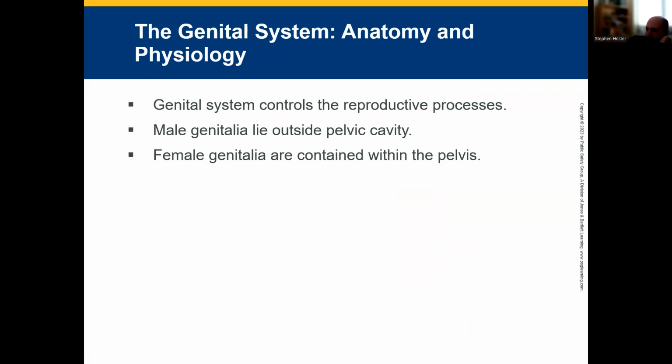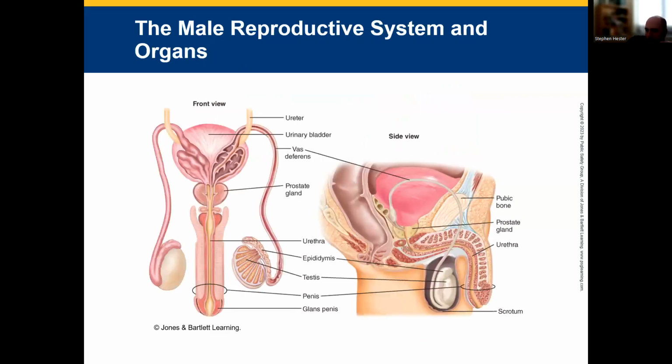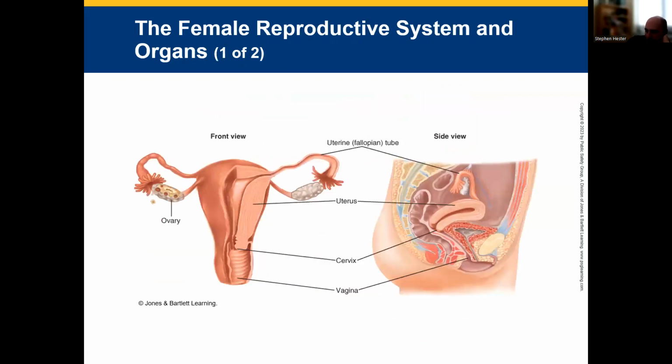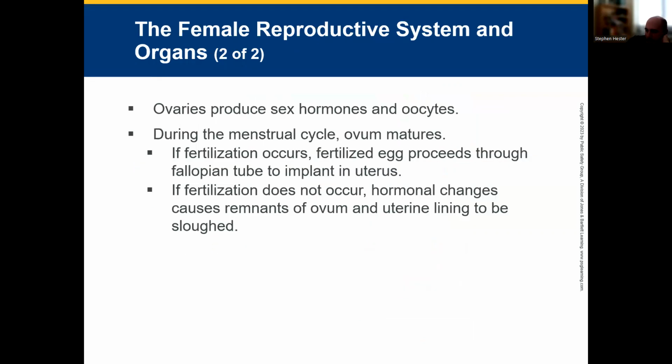All right, the genitalia system controls the reproductive process. The male genitalia lie outside the pelvic cavity, and the female genitalia are contained within the pelvis itself. And there's a picture of each and the different parts and organs of each. And there's the female. All right, this is what happens during the menstrual cycle and fertilization.